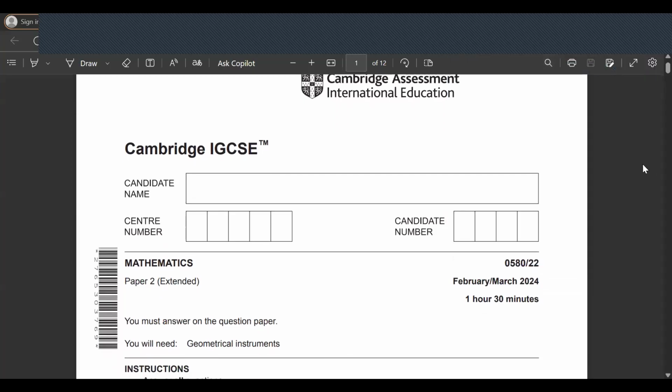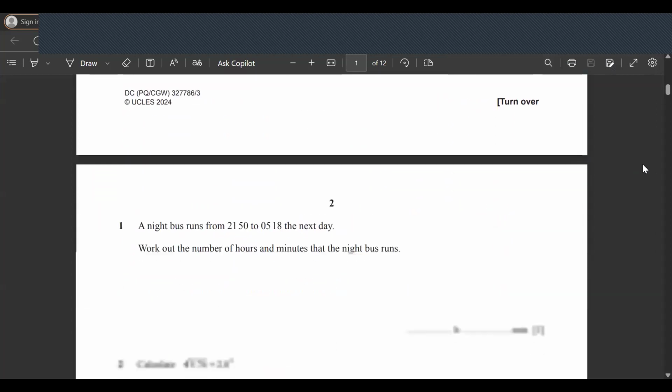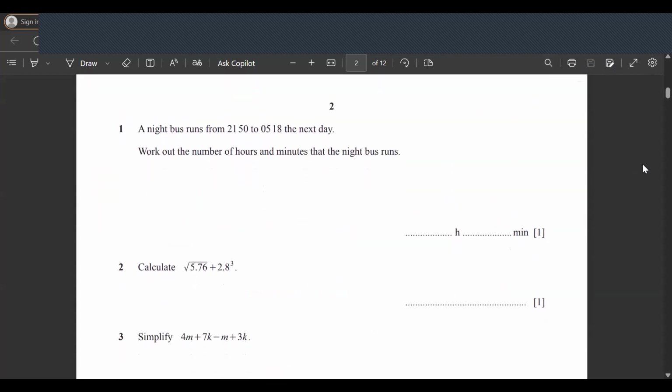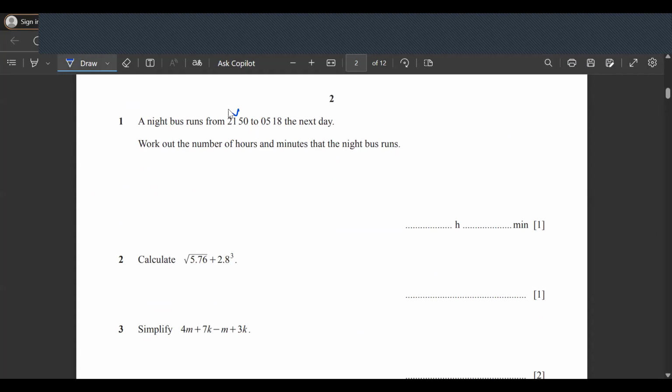Okay, so today we are going to solve March 2024 paper 2 variant 2. For the first question, he's telling me a night bus runs from 21:50 to 5:18 the next day. So it passed through the midnight. Whenever it passes through the midnight, I have to count first from the first time till the midnight, then from the midnight till 5:18.